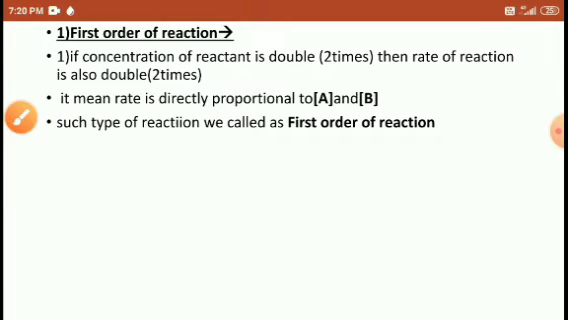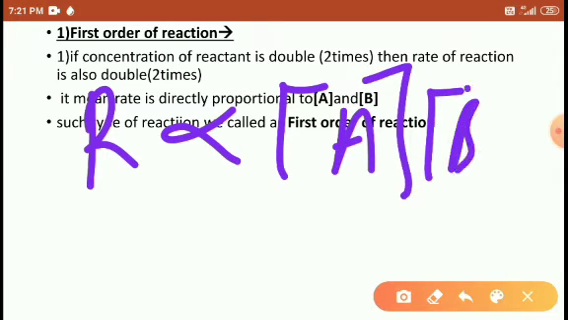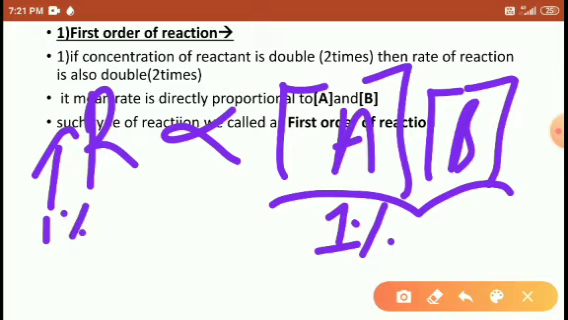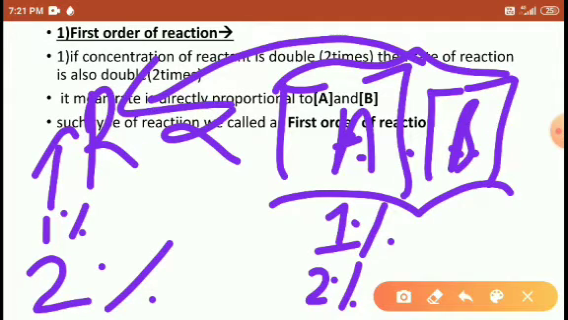Once again I will explain, students. Here the rate is directly proportional to the concentration of A and B. If the concentration of reactants increases by 1%, then the rate also increases by 1%. If the concentration of reactant increases by 2%, the rate also increases by 2%. Rate means the speed of reaction. As the concentration of reactants increases, the rate also increases. Right, students?